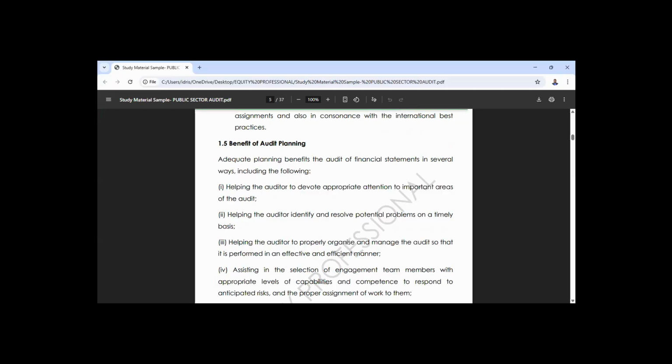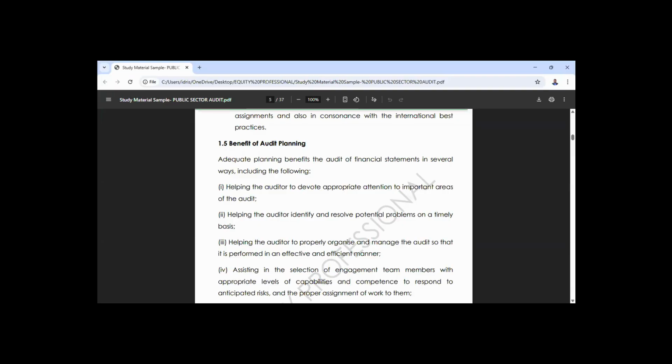Another area we need to look at in public sector audit is the benefit of audit planning. Before we look at the benefit of audit planning, what is planning? We have to plan. We have to establish an objective, a rule, and a standard. So audit planning means before we start an audit, we have to plan for it. We have to make some arrangements and put some controls in place.